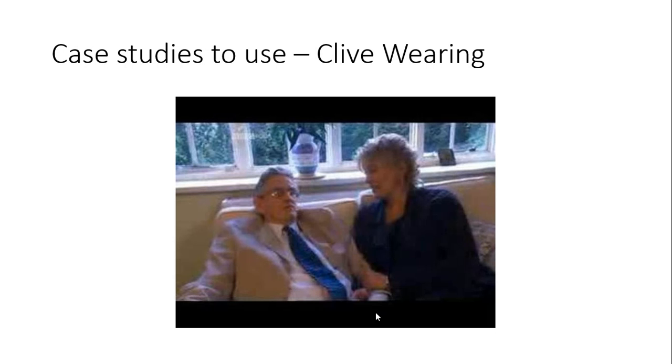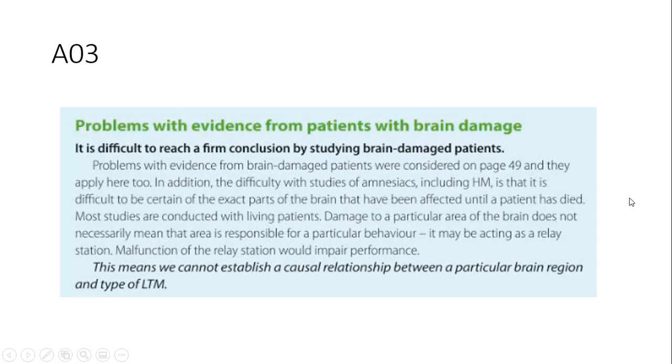You can also use some case studies for your AO3. So we've got Clive Waring that we've mentioned before, and the PowerPoint will show you the video of Clive, just to remind you where he plays his piano. We can use Clive, and then we can criticise using brain damage patients, using case study patients, the fact that there's no causation, the fact that it's difficult to generalize from them. So case studies such as Clive or HM, who we'll come to in a second, we cannot establish a causal relationship. So if we use a case study as AO3, we can say why there might be problems with that.